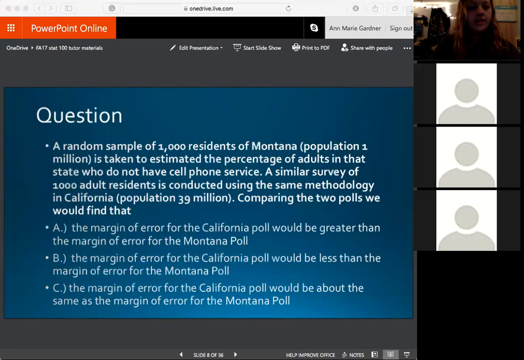All right, let's try this review question. A random sample of 1,000 residents in Montana, which has a population of 1 million, is taken to estimate the percentage of adults of that state who do not have cell phone service. A similar survey of 1,000 adult residents is conducted using the same methodology in California with a population of 39 million. Comparing the 2 polls, we would find out what? So read through these options, let me know which one you think is correct, and then we will go over it together.